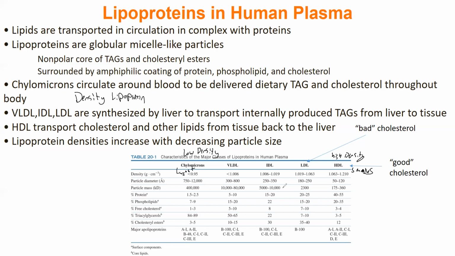HDL though, which is why it's called good cholesterol, actually takes cholesterol and lipids from your cells back to your liver where they can be disposed of. So that's why LDL gets a rap of bad cholesterol, because that is going to deposit cholesterol or give cholesterol to other parts of your body. HDL is good because it takes it away from your body to go to your liver.